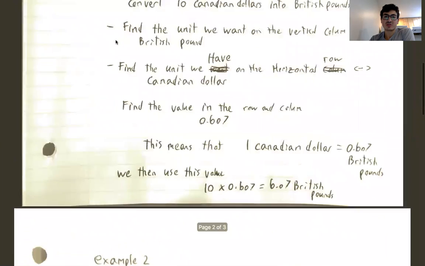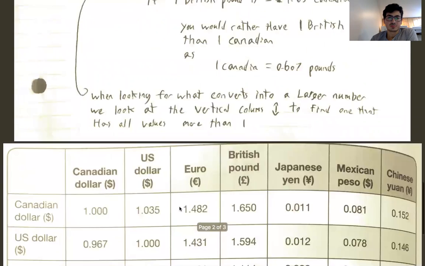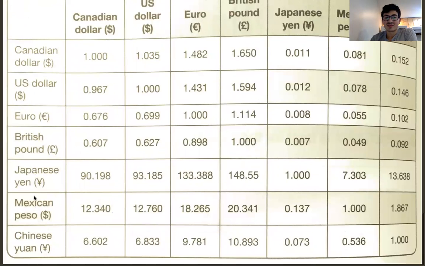So let's start with example number 1. Example number 1, we want to convert 10 Canadian dollars into British pounds. So we're first going to find the unit we want to convert into on the vertical column. So that's going to be the column up and down here. So that's British pound. And then we want to find the unit we have on the top column. Again, we have Canadian dollars. So we look through and we find the square that's in the row and the column that we have chosen, and it's going to be 0.67.